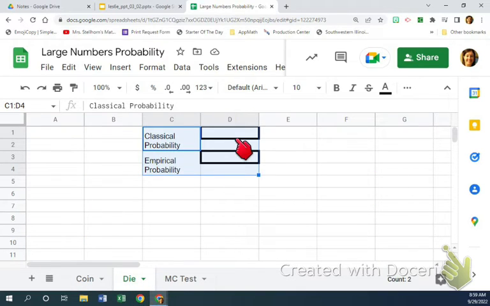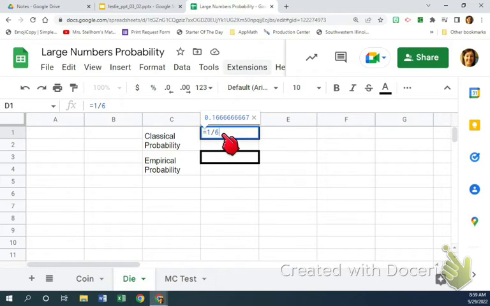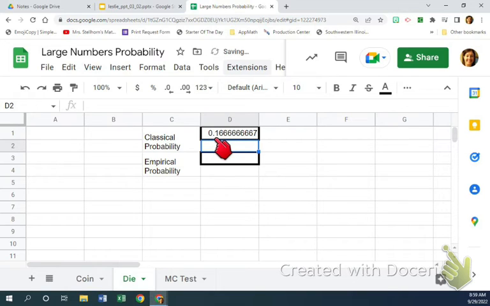Well, we're going to fill in the classical probability first. We're going to do probability of getting a 1. So what's the probability of getting a 1? 16% repeating. So I'm going to put equals 1 divided by 6 because, like in Khan Academy, this is a repeating decimal, and I'm not going to round it off. I'm just going to hit equals because we're going to actually look to see how close we can get to 1/6.